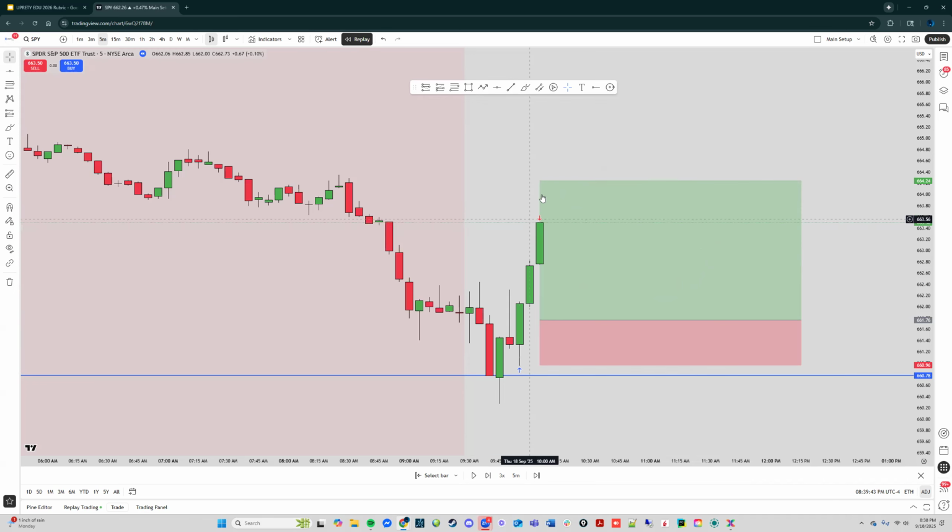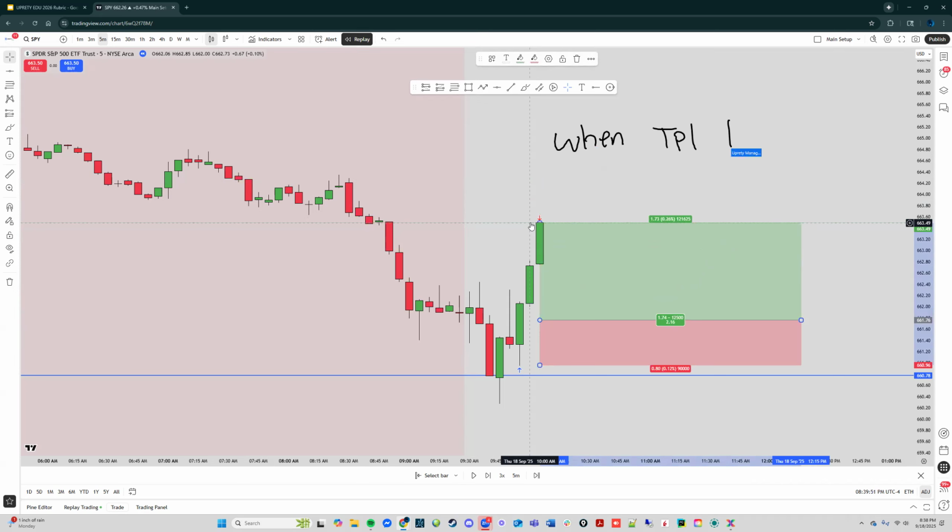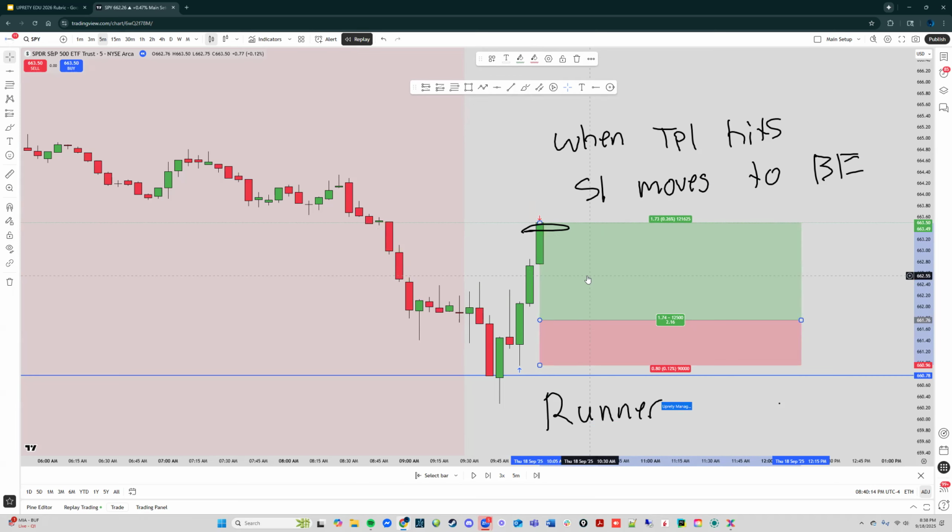So usually, when TP1 hits, stop loss moves to break even. Once again, when your target price hits, your stop loss moves to break even. So once this hits, and I want to hold runners, a new term: a runner is just a contract that I'm holding in case it goes higher. So whenever you hear us say runner, that's what it means.